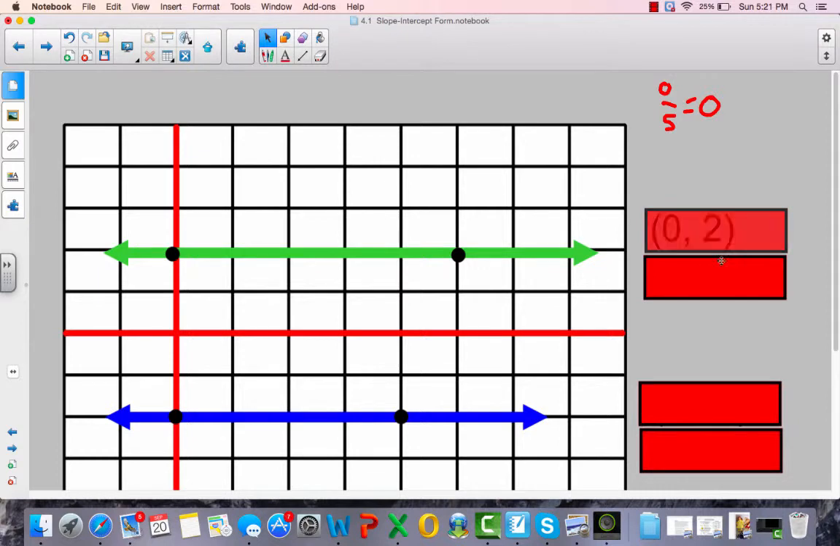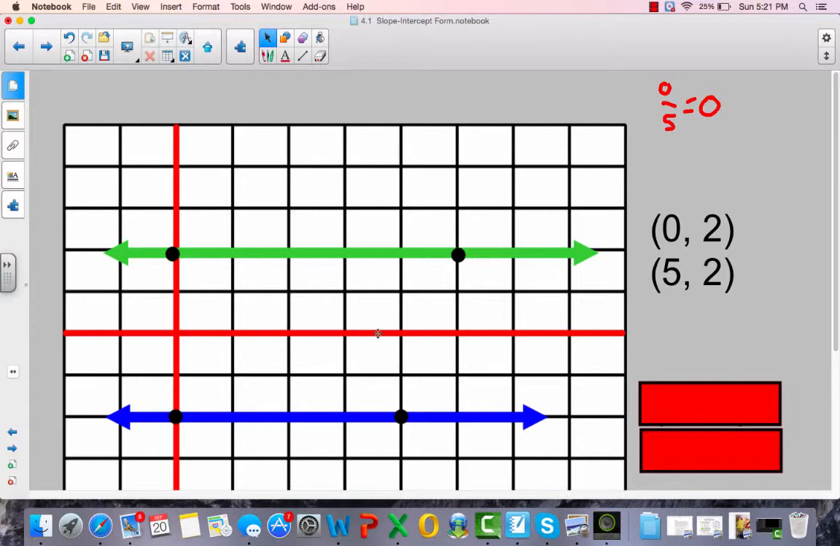So let's try it using the coordinates. This is 0, 1, 2, and this one is 1, 2, 3, 4, 5, 1, 2. So we go 2 minus 2 over 0 minus 5. That gives us 0 over minus 5, which is 0. So the slope of a horizontal line is going to be 0.